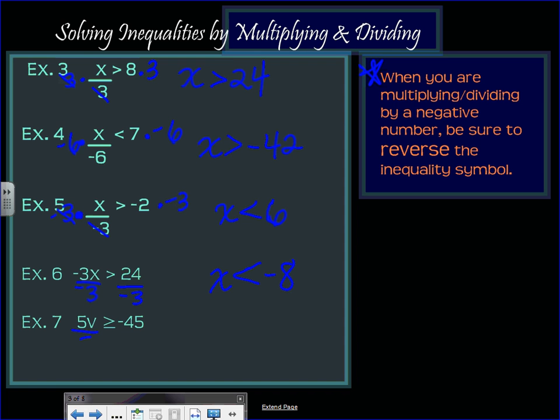And then example 7. Notice here in example 7, I'm dividing by a positive 5. So even though my answer over here is going to be negative 9, since I didn't divide by a negative, my sign stays the same. So again, make sure you have written down this note up here. And remember, it's only when you're multiplying or dividing by a negative number, not when you end up with a negative answer like example 7.